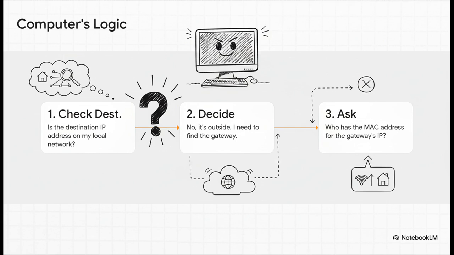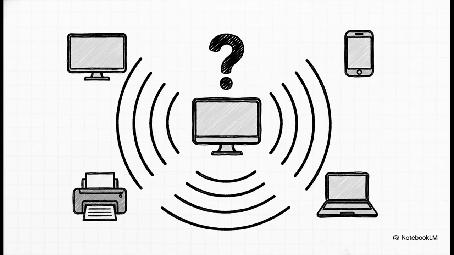And that leads to the final step. It has to ask. And the way it asks is by using something called an ARP request. ARP stands for Address Resolution Protocol. And honestly, it's the digital equivalent of your computer standing in the middle of the room and just shouting, "Hey, everyone, does anyone here have the address for the gateway?"